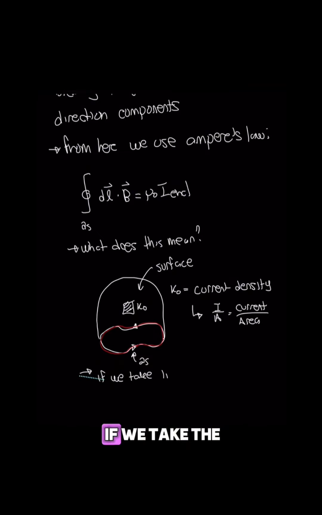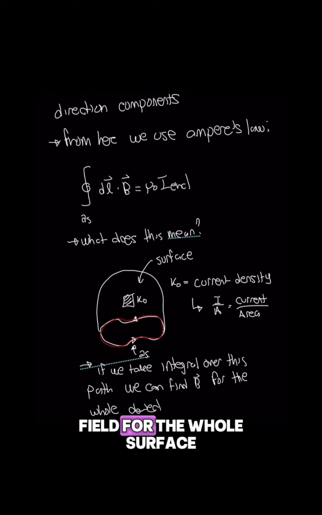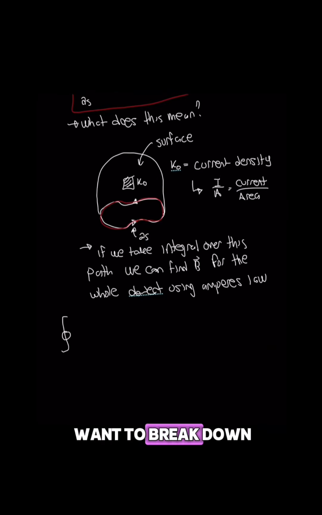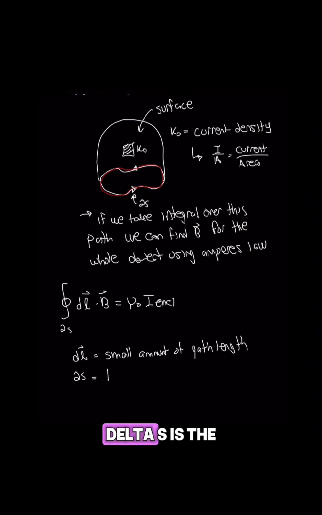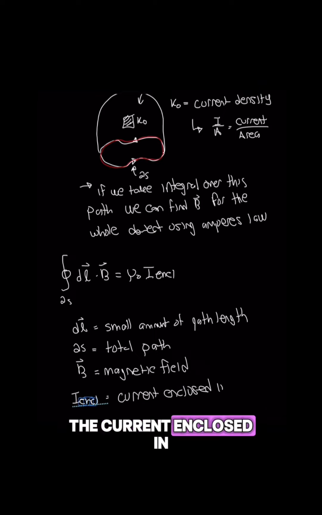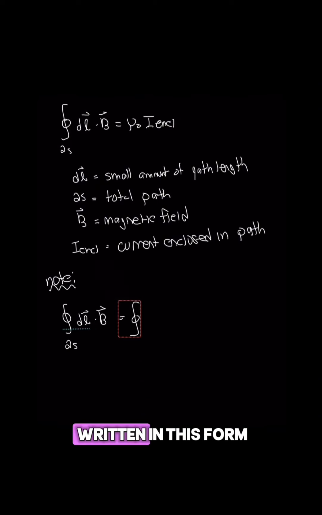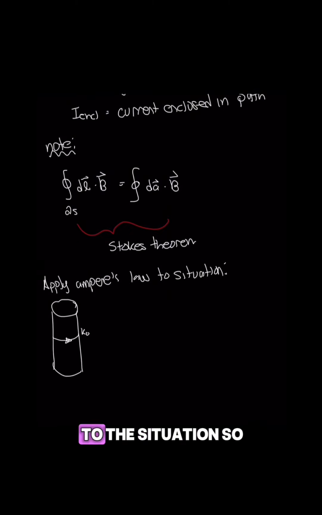Ampere's law states that if we take the integral over the path, we can get the magnetic field for the whole surface. And so I just want to break down what each term represents. dl is going to be the small amount of path length, delta S is the total path, B is the magnetic field, and I enclosed is the current enclosed in the path. I want to note that it can also be written in this form, and this is due to Stokes' theorem. So you can apply Ampere's law to the situation.